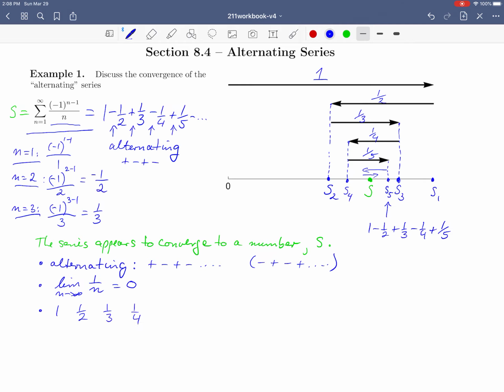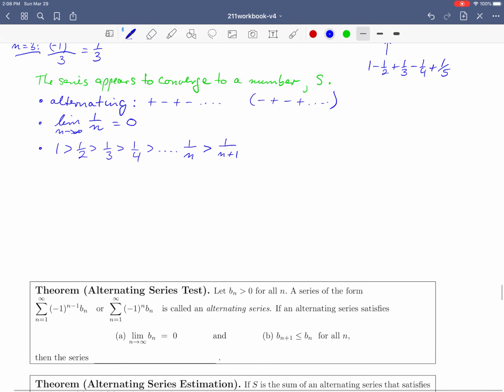And then the third important property that this series has, if you're looking at 1, and then you're looking at 1/2, and then you're looking at 1/3, and then you're looking at 1/4, and so on, the terms are getting smaller. 1 is bigger than 1/2, 1/2 is bigger than 1/3, 1/3 is bigger than 1/4, and this keeps going on in general. So we have 1 over n eventually is bigger than the next term, which would be 1 over n plus 1. These are three important properties that this particular series has.